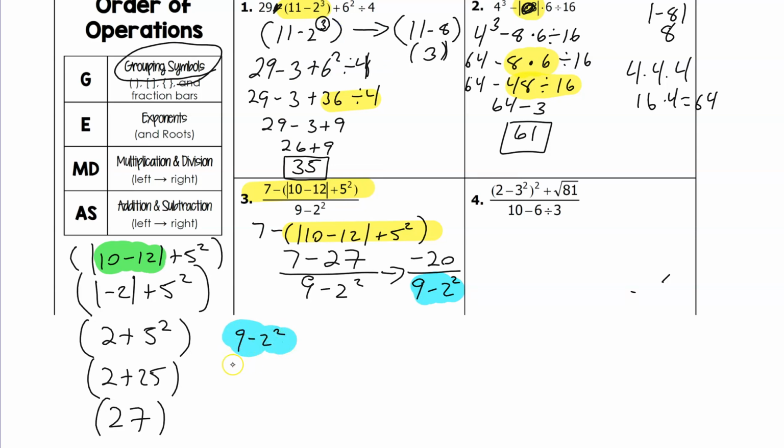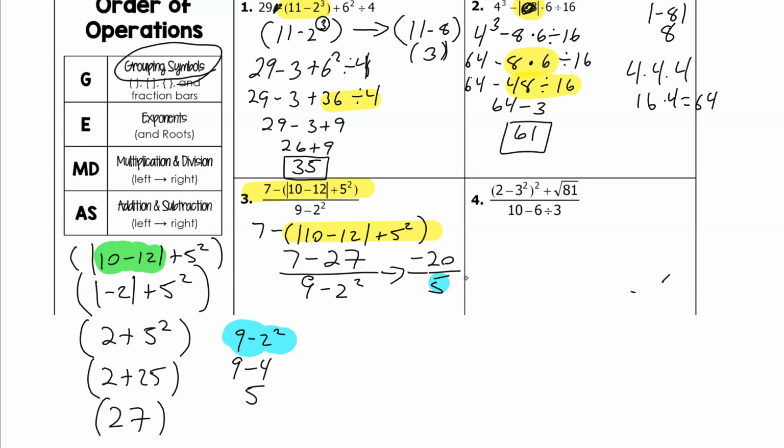We do exponents first, giving us 9 minus 4, which is just 5. So we know that this right here is just going to be 5. So let's just call that 5. And this fraction bar just means division.